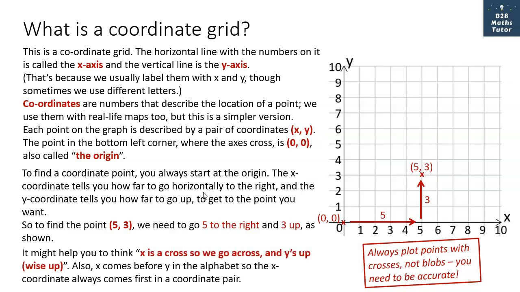You might find it helpful to think x is across, so we go across, and y's up, as in get y's. Also remember x comes before y in the alphabet, so the x-coordinate always comes before the y-coordinate in a coordinate pair. It's always xy, never yx.